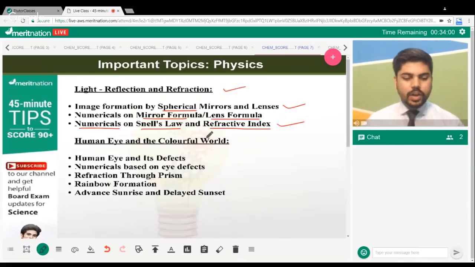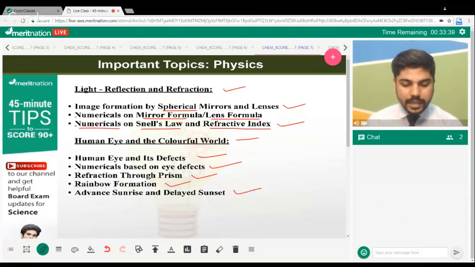Now let us talk about the last chapter, human eye and the colorful world, right? So from this, five topics are very important. The first one is the human eye and its defects, numericals based upon eye defects, refraction through a prism, rainbow formation, and advanced sunrise and delayed sunset. So you should read the theory about advanced sunrise and delayed sunset. Why does it happen? And you should know how to summarize that theory in words.